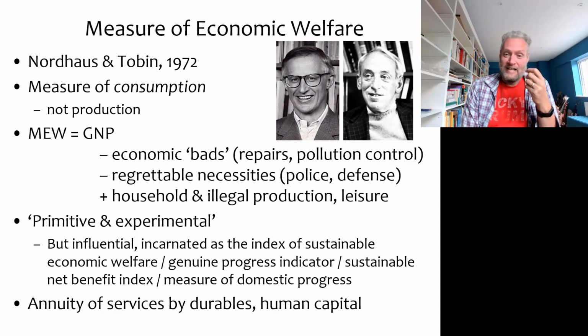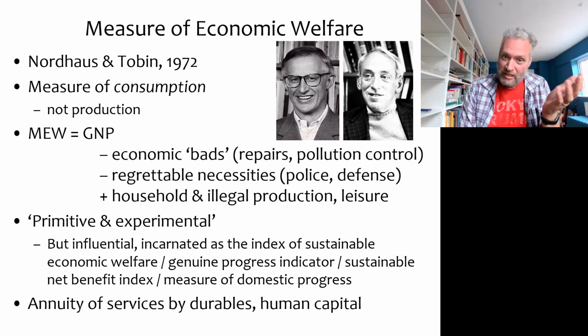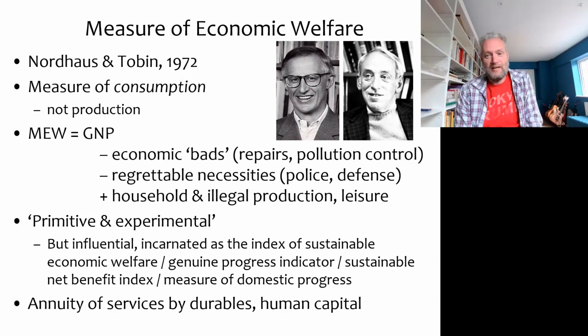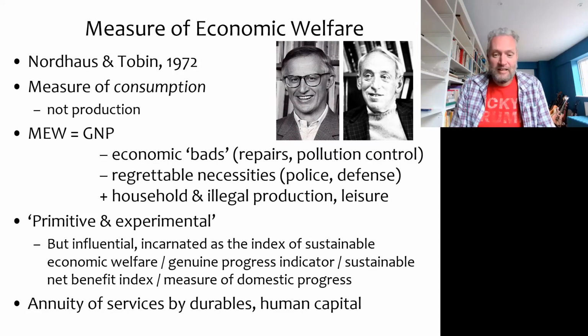They emphasize that this measure is primitive and experimental. As I said, it is entirely ad hoc, but it is very influential. Nowadays, nobody uses the measure of economic welfare anymore, as proposed by these two gentlemen, but people use very similar indicators called the Index of Sustainable Welfare, or the Genuine Progress Indicator, or the Sustainable Net Benefit Index, or the Measure of Domestic Progress. And there are all sorts of different names for essentially the same thing.